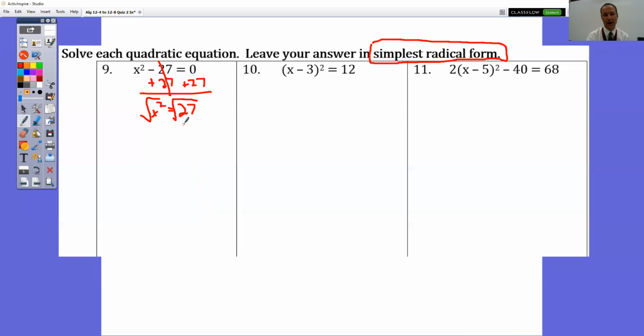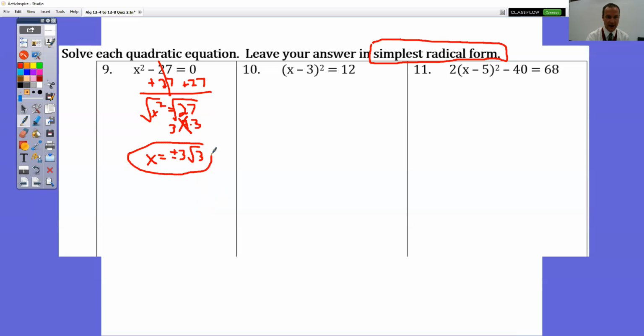Well, what times what is 27? Remember, we're putting it in the simplest radical form. 9 times 3 is 27, 9 being a perfect square. Cross off the 9, bring out the 3. So this is x equals plus or minus 3 radical 3.